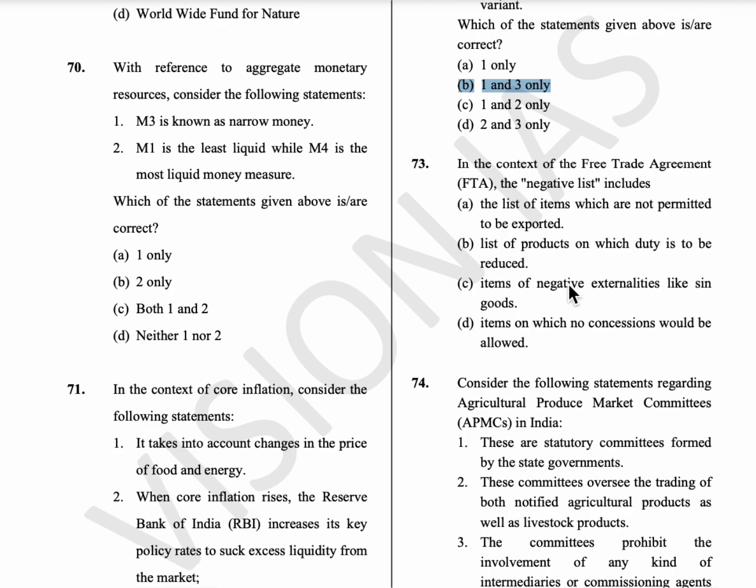So first statement is the list of items which are not permitted to be exported. The first statement is wrong. Second statement is the list of products to which the duty is to be reduced. No. The list of negative externalities like sin goods. No. So these are the items on which no concession would be allowed. So the negative list means the list of products which are not included in the free trade agreement. That means no concessions will be allowed. Okay, option D.